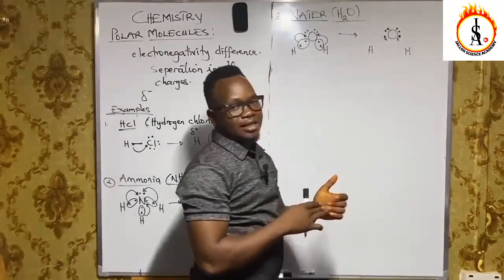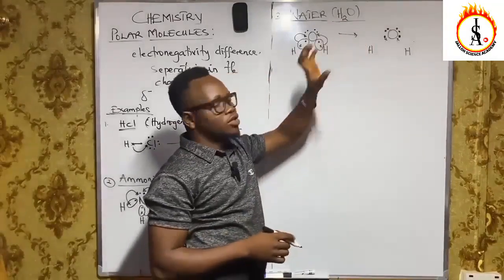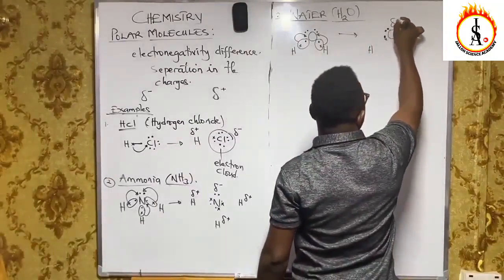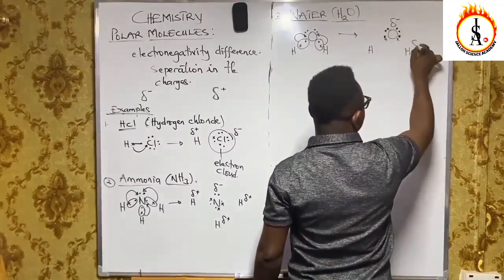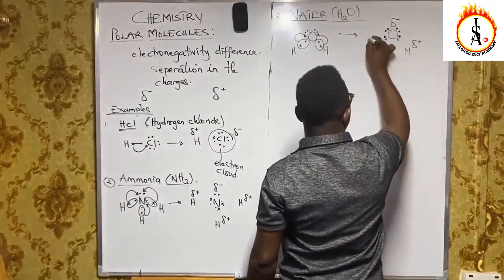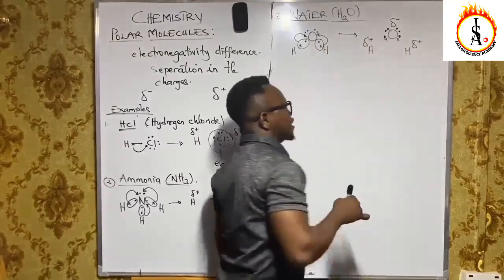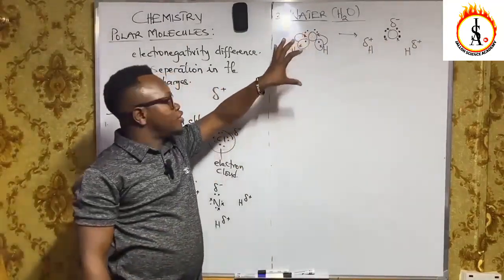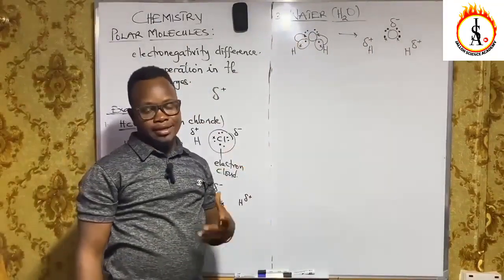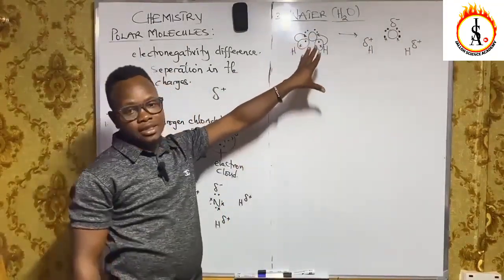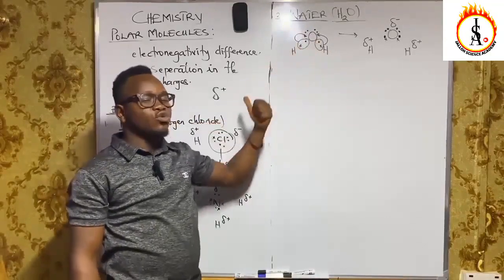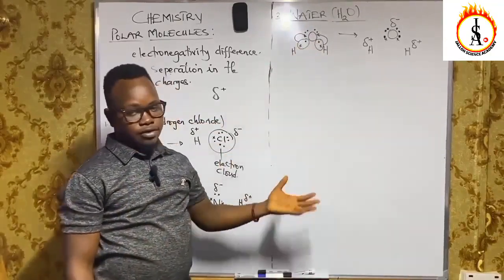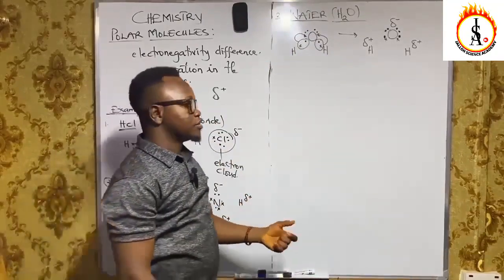You will discover that the electron cloud is being shifted towards the oxygen. So the oxygen is going to get a delta negative, and each hydrogen a delta positive. That also tells you that water is a polar substance. It is for this reason that water, despite being covalent, is able to dissolve ionic substances or ionic compounds.